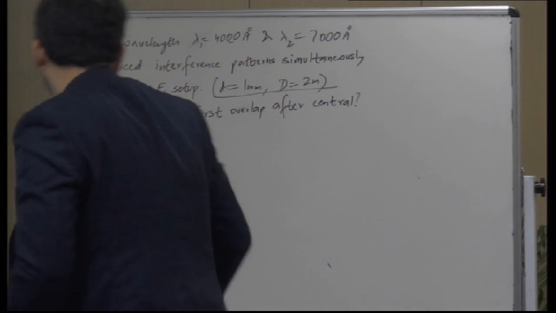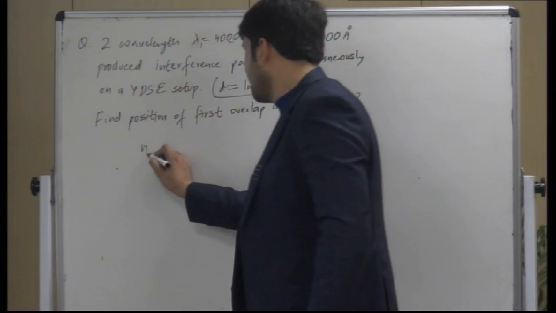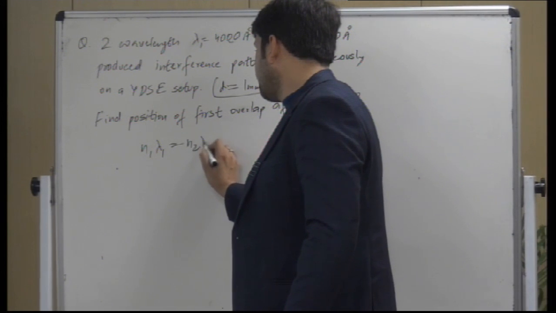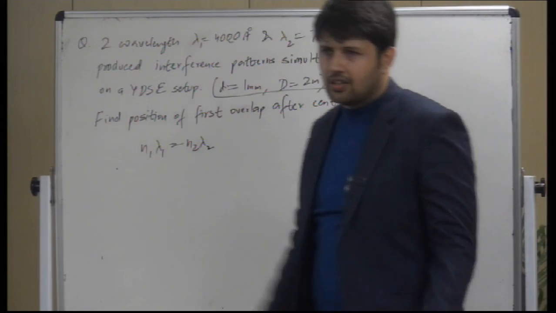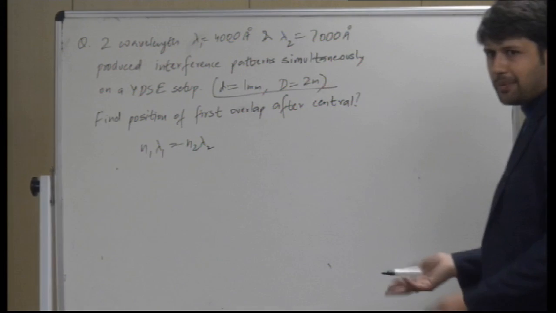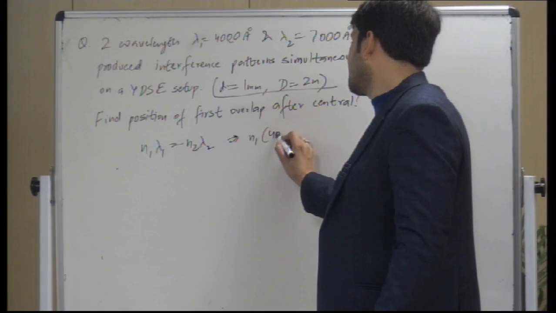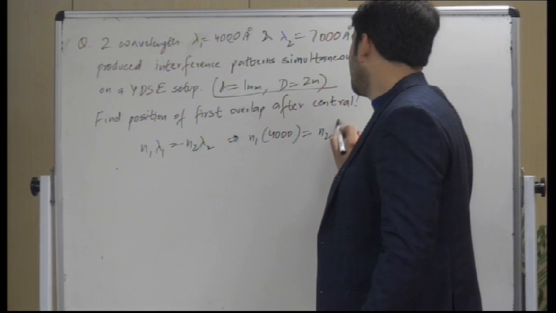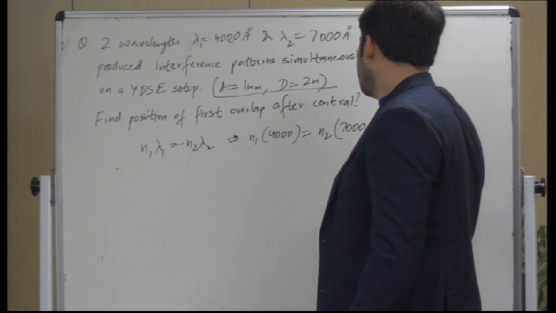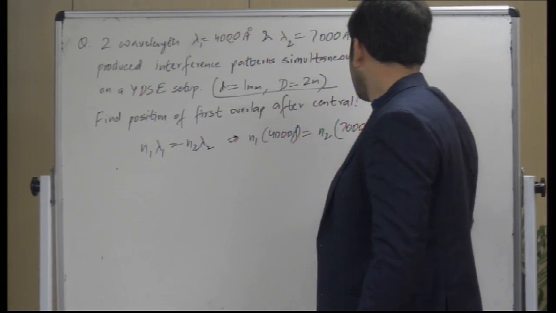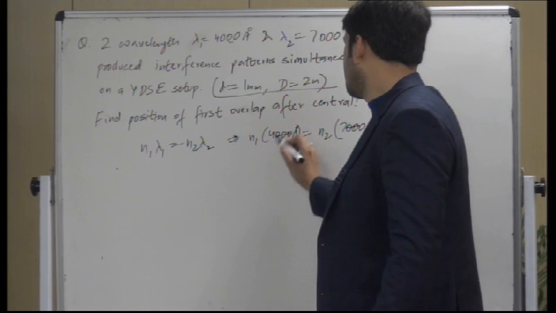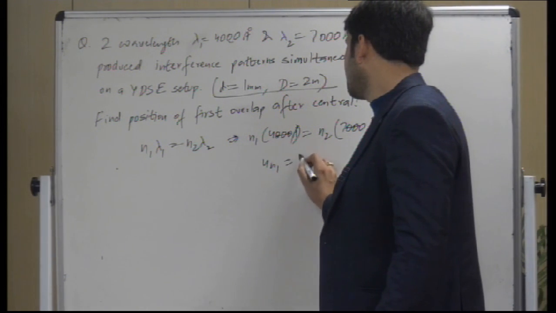I guess you would have done it by now. So n1 lambda 1 should be equal to n2 lambda 2. This should happen, only then there would be an overlap. We just studied it. So you can understand n1 into 4000 should be equal to n2 into 7000. Obviously the units are angstrom, so they would also cancel. Okay, so 4n1 is equal to 7n2.